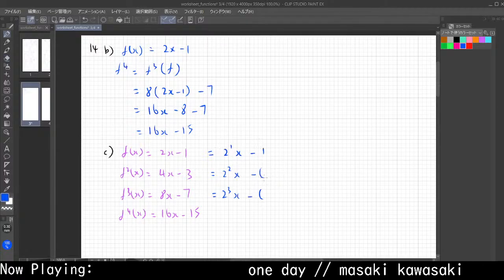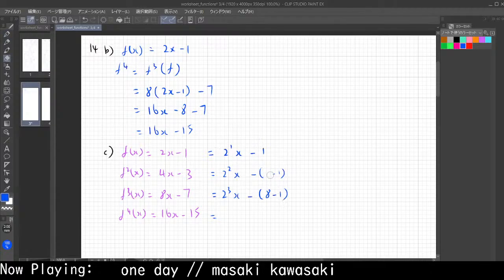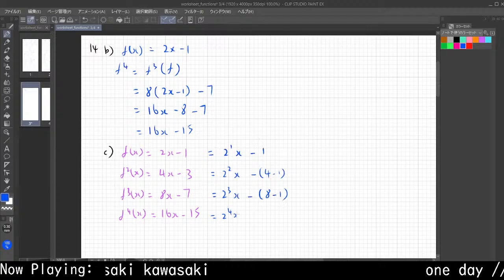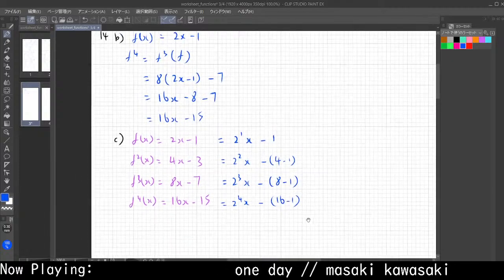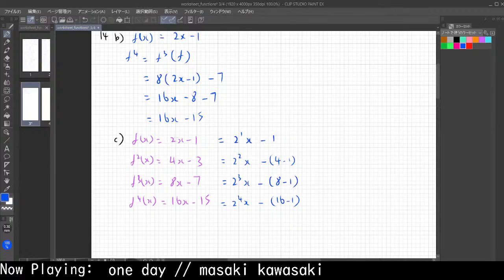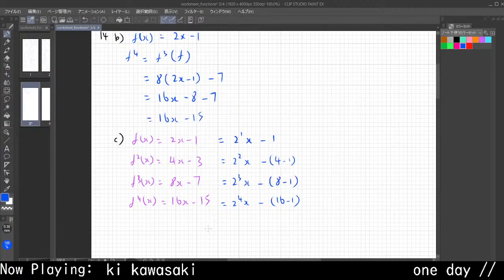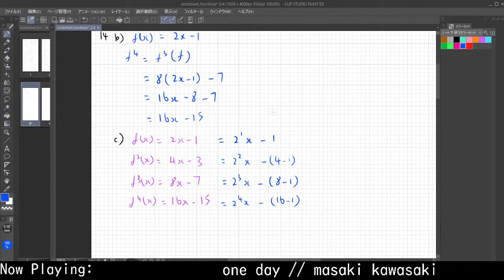No. 4 minus 1. 8 minus 1. So yeah, 4 minus 1, 8 minus 1. And this can be written as 2 to the 4 minus 1, that is 16 minus 1. Okay, so if I want to, you can observe that the coefficient of my x follows the 2 squared pattern, and then the number at the back follows the pattern where it's just 2 minus 1, 4 minus 1, 8 minus 1, 16 minus 1, so on and so forth.